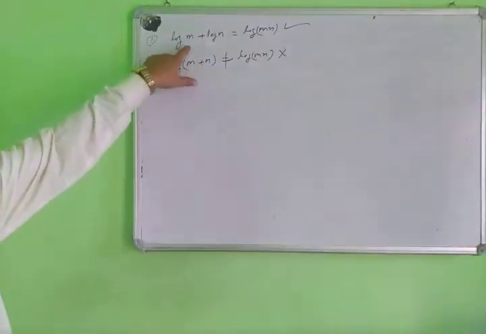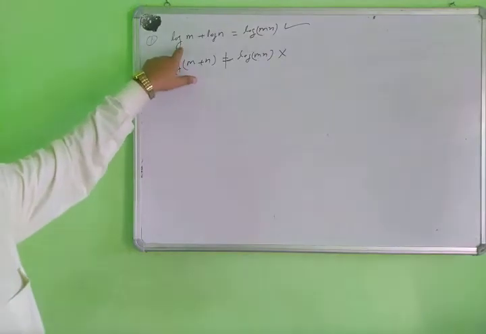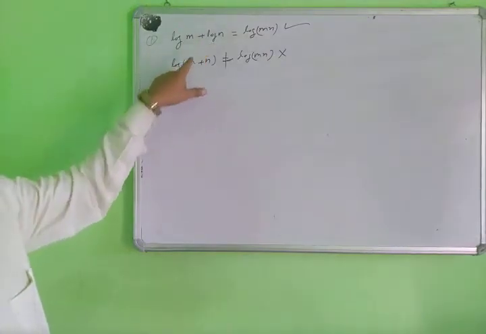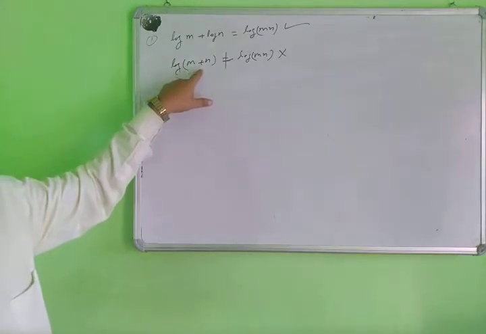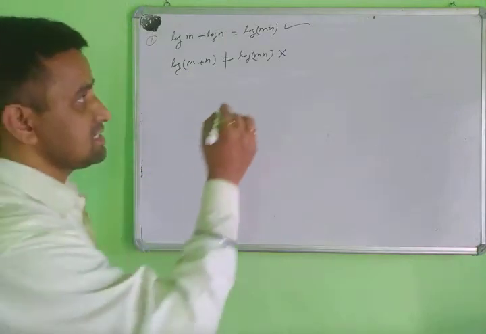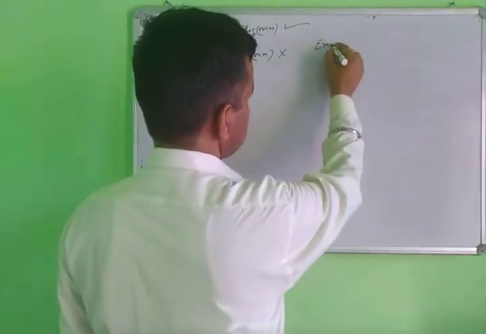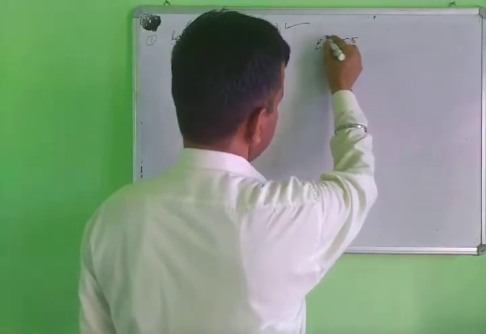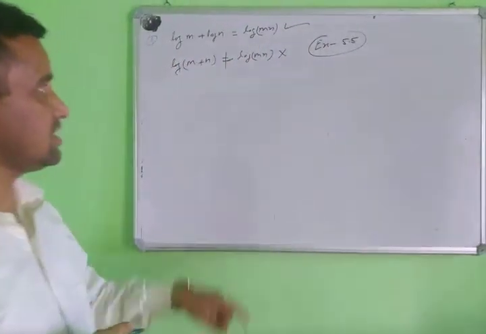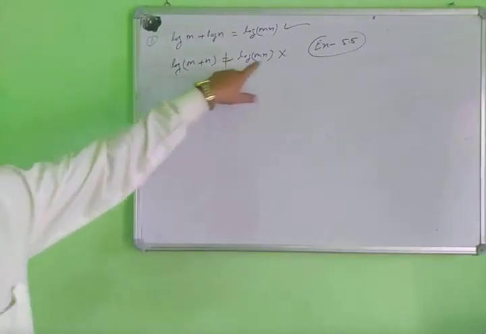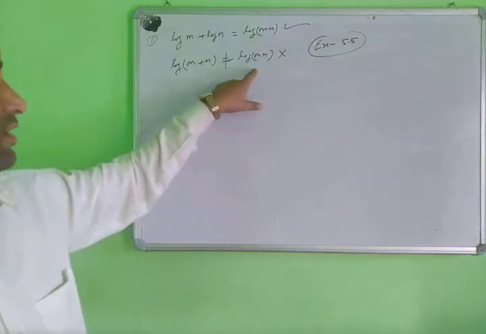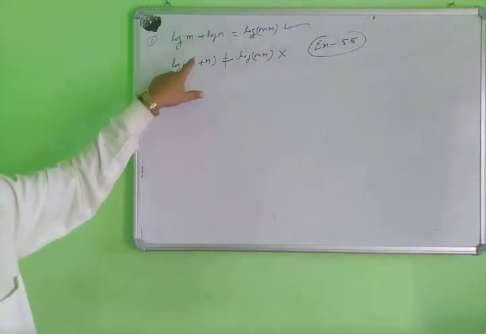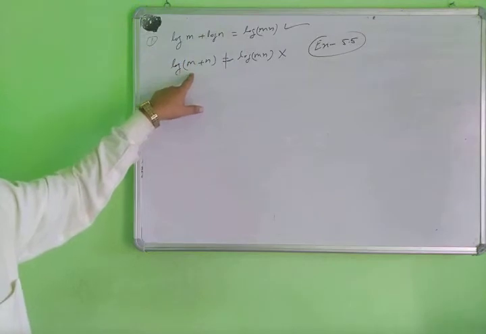This form and this form are different, because this is the separate log and this is the common log. Log will never multiply the inside. In this type of mistake, students make errors in exercise 5.5 most often. So don't make this type of mistake. This is not an identity, this is only a mistake.